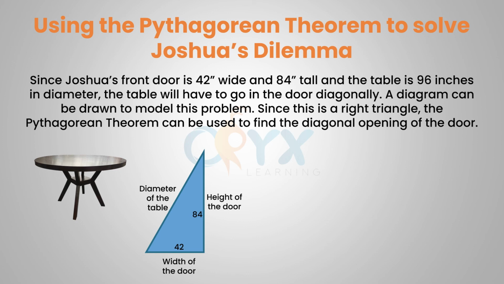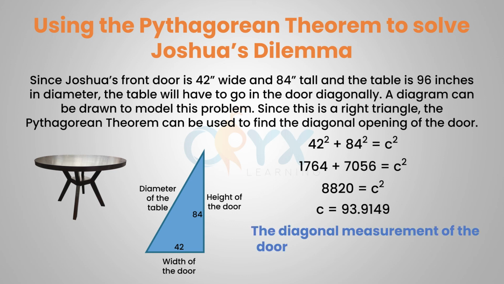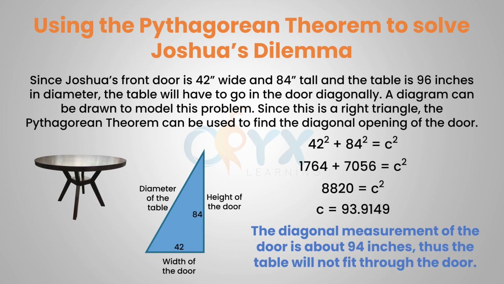Substituting the values into our Pythagorean theorem, we get 42 squared plus 84 squared equals c squared. And simplifying it, we get c squared equals 8,820. Taking the square root of both sides of the equation, we'll get c equals 93.9149. The diagonal measurement of the door is about 94 inches. Thus, the table will not fit through the door, as the table has a diameter of 96 inches.